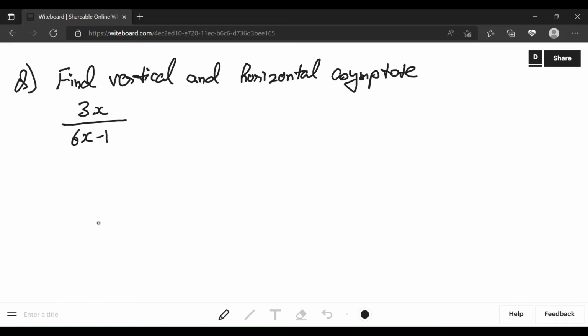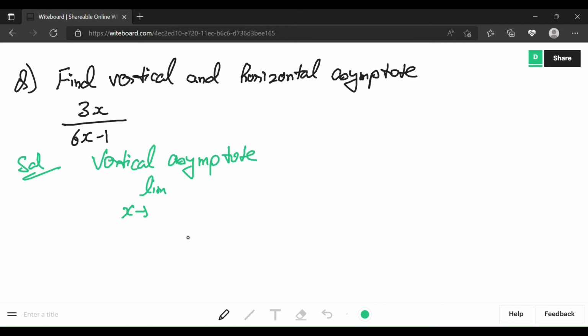Now see, for the vertical asymptote, we have learned that as limit x tends to a, where a is any constant, f(x) tends to infinity, which means the value of the function will tend to infinity, that is plus minus infinity. So the value of this function tends to infinity.